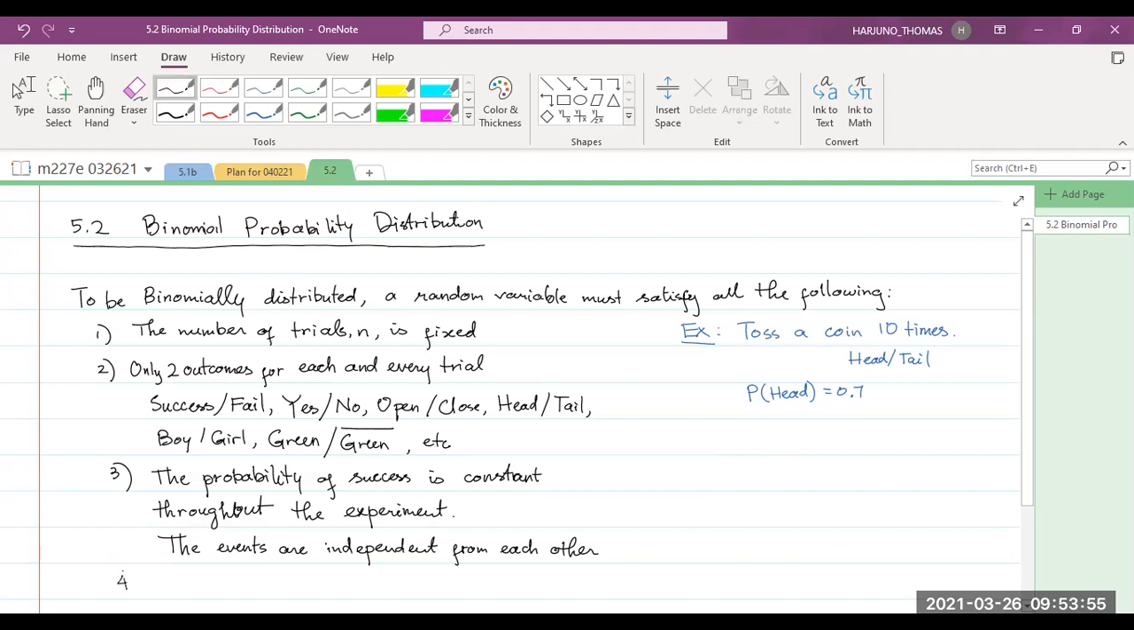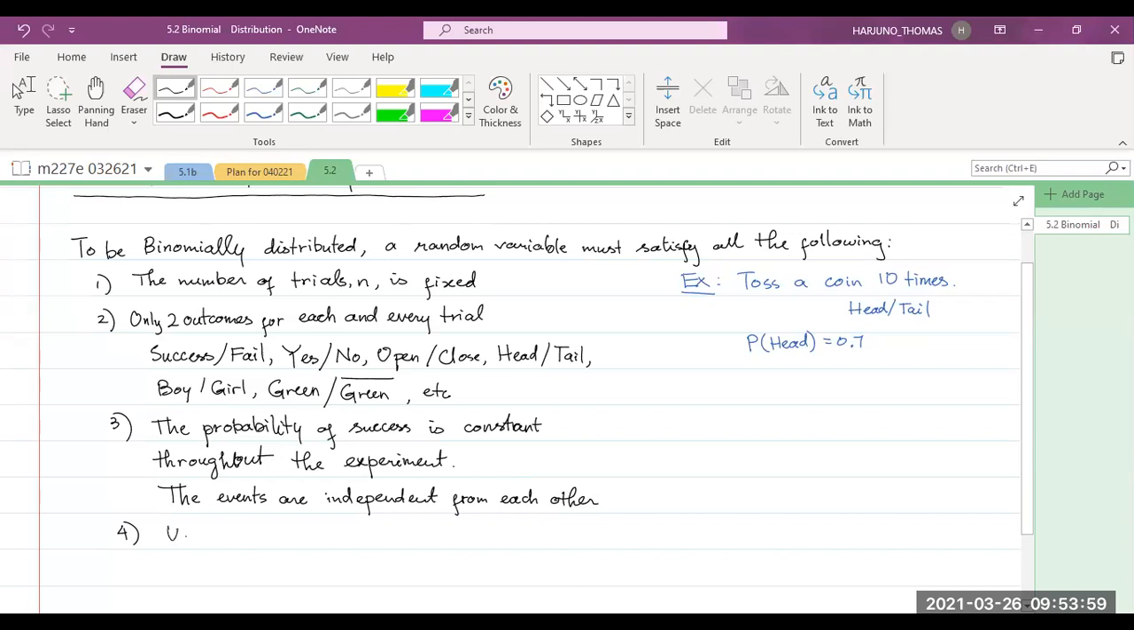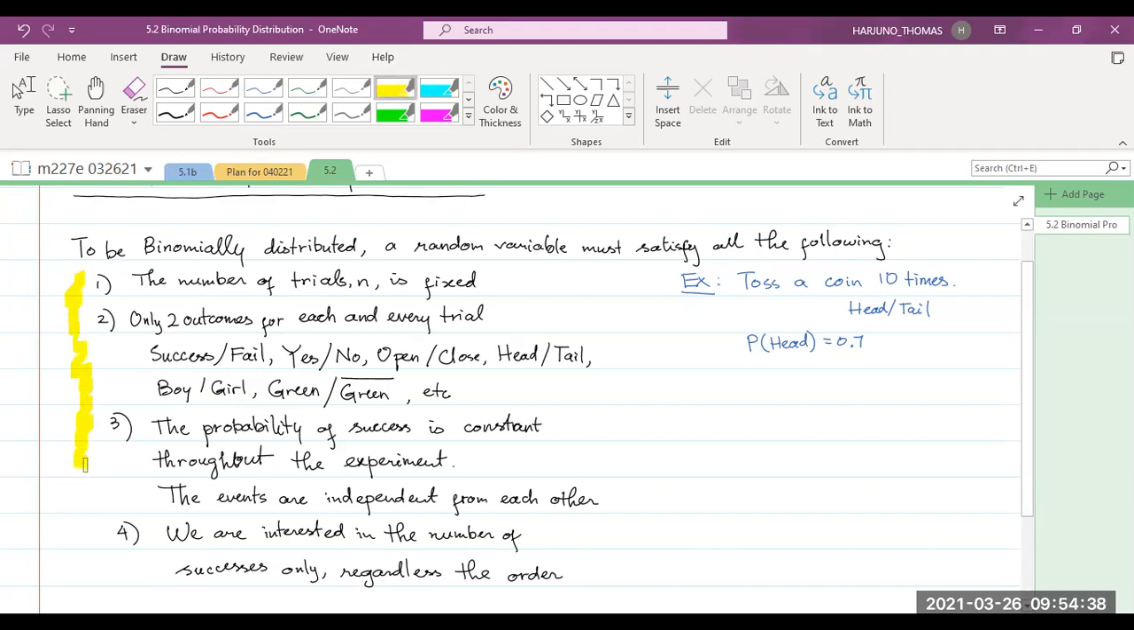Now, the fourth requirement is we are interested in the number of successes only, regardless of the order. I believe I mentioned this requirement for us to form binomial distribution in my lecture. And I repeat it again in this discussion to make you aware that for us to know that a certain random variable behaves binomially, it must satisfy all these 4 requirements.